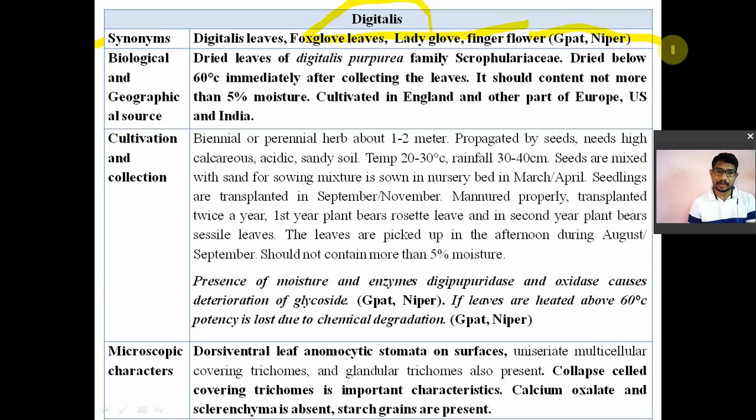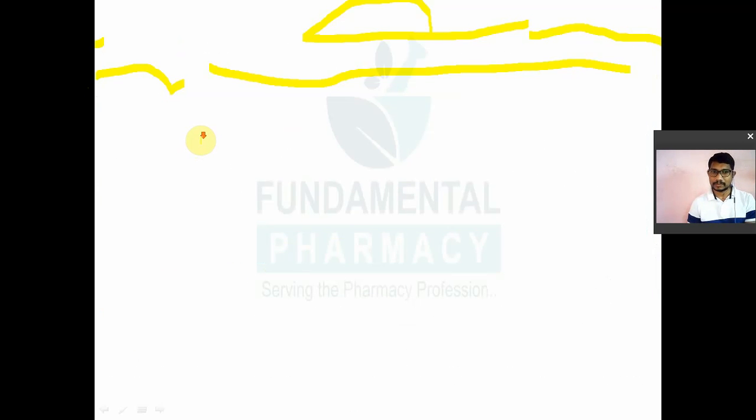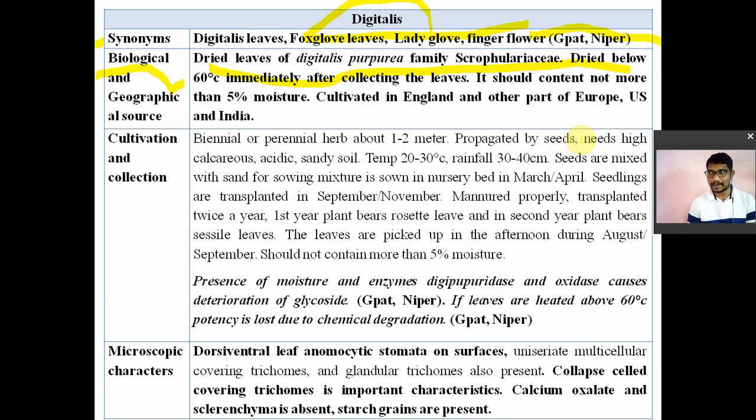Okay, then biological and geographical source. They are nothing but the dried leaves of Digitalis purpurea, family Scrophulariaceae. They are collected and dried immediately below 60 degrees Celsius after collection, and they should not contain more than 5% moisture.